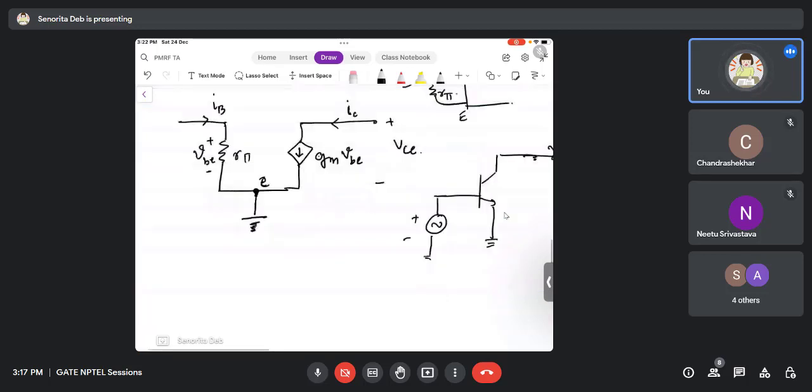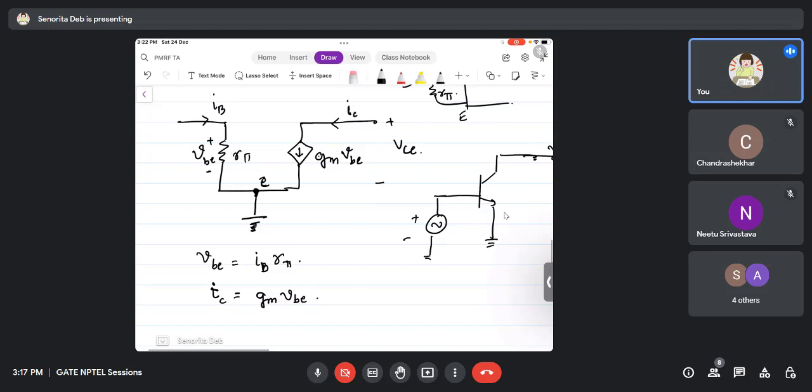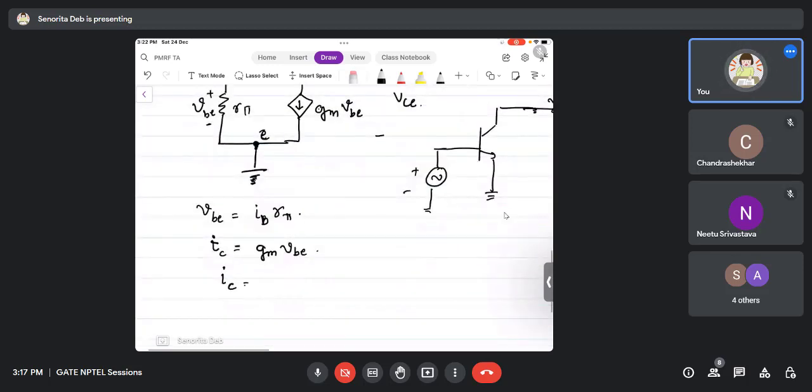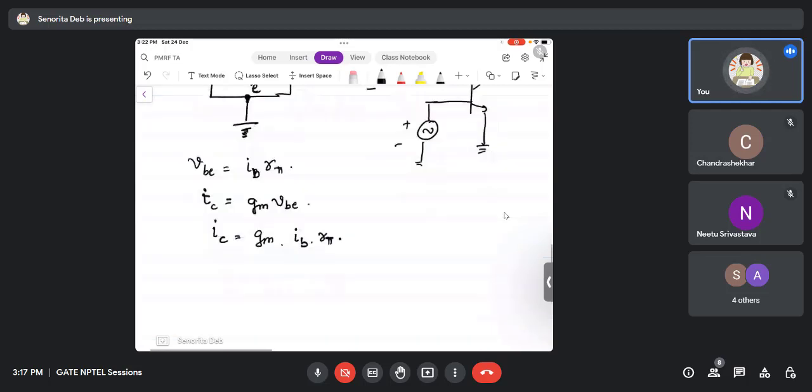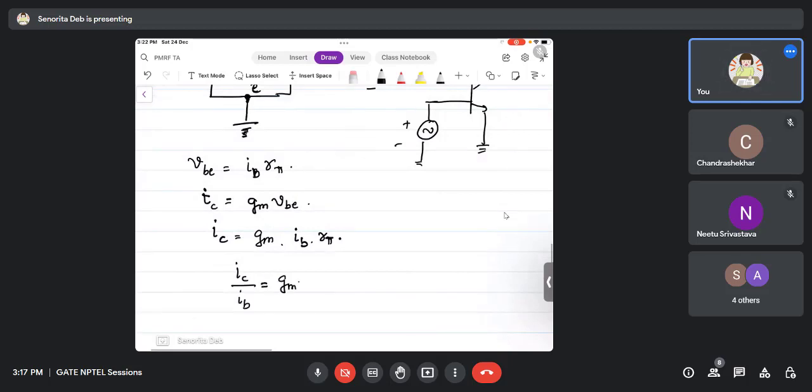Now from here you can have the equations, which is VBE equals IB times R pi, right? And you can see IC is nothing but Gm times VBE, right? And then IC is nothing but Gm into IB into R pi, and therefore the current gain IC upon IB is nothing but Gm times R pi, which is nothing but beta, right? We came to this.